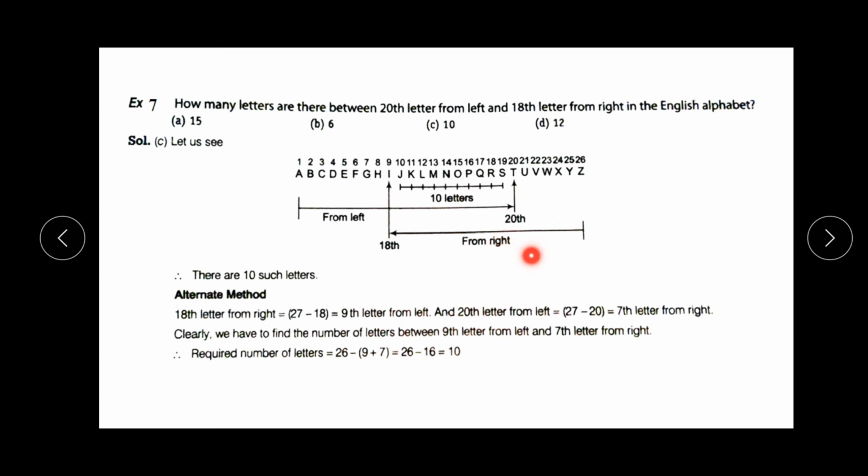It means this is the 7th position from the right side, and this position is the 18th from the right side. It means we can find this from the left side. That will be the 9th position, and that is the 7th position. 26 minus 9 minus 7, that will be 10. 26 minus 16 is equal to 10.